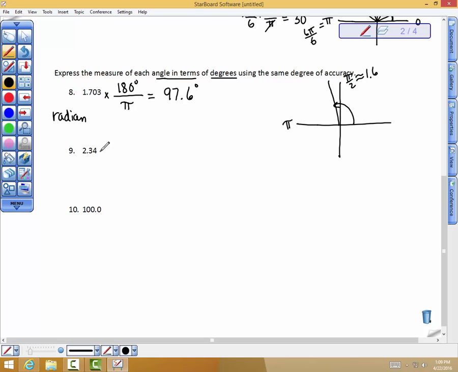I'm going to pause and let you do the rest of these on your own. So you'll multiply by 180 divided by pi. This one's huge. When you multiply by 180 divided by pi, I believe, hopefully I'm right, you're going to get 5,729.6 degrees.